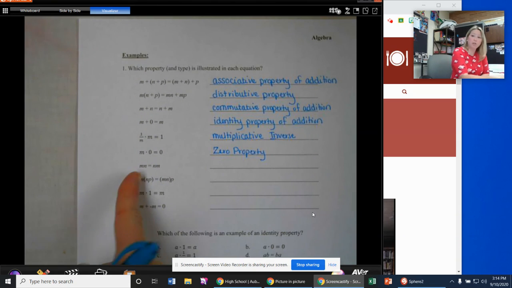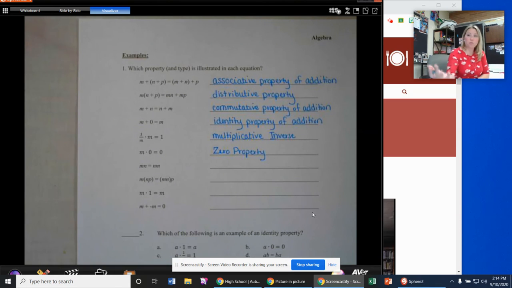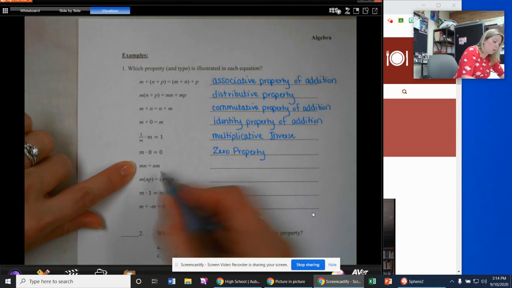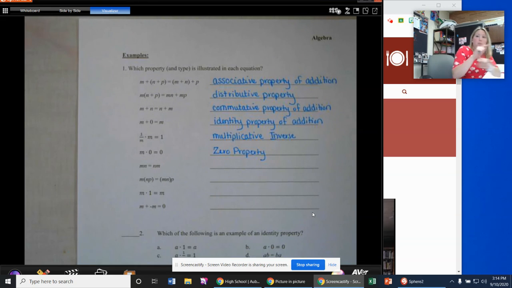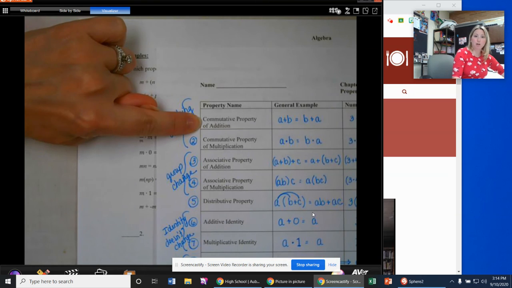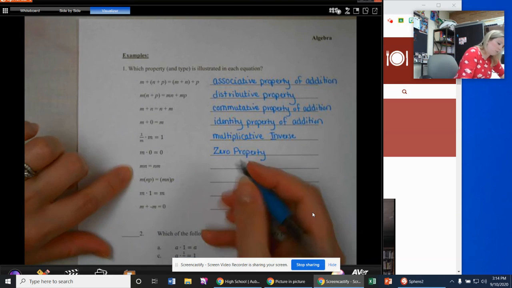I bet you saw it. Order change. I'm sure some of you are now getting ahead of me at this point, right? Order change. So m times n equals n times m. I'm multiplying them together and I switch their order. Commutative property. So commutative property of multiplication.